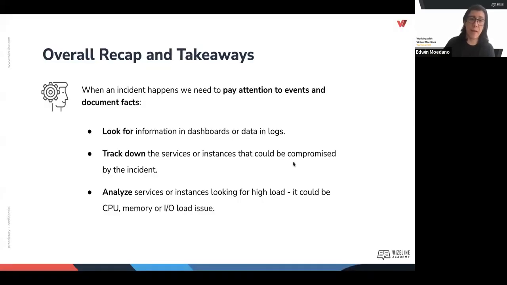In summary, let's see the lessons learned. Overall, when an incident happens, we need to pay attention to events and document facts. Always facts. Look for information in dashboards or data in logs. Also track down the services or instances that could be compromised by this incident, and then analyze services or instances looking for high load that could be CPU, memory, or IO load usage.